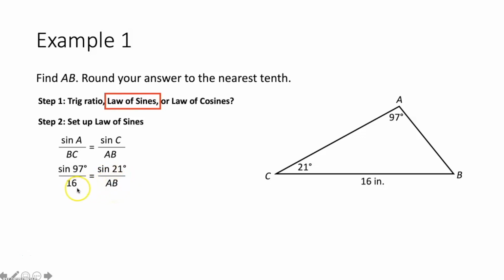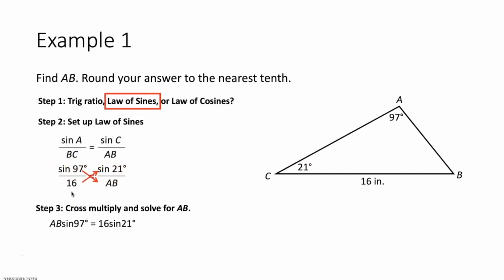So how do we do that? Well, we have a proportion. We have two ratios set equal to one another. And the way you solve a proportion is you use the cross product property. We have to cross multiply, set the two products equal to one another, and solve for the measure of segment AB. Now, how do I get the measure of segment AB by itself?